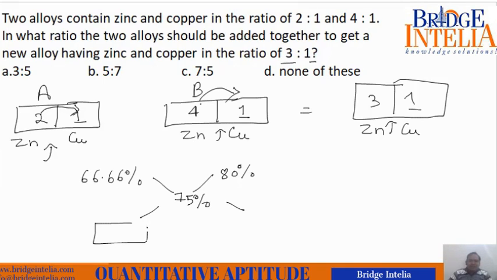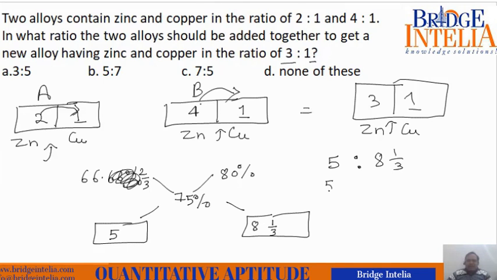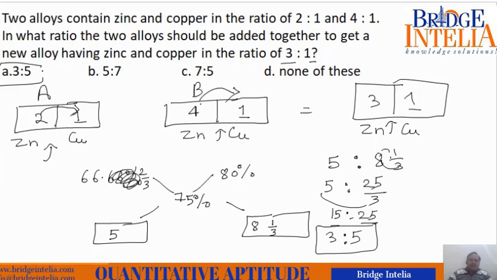So what is this? This is 5. 66.66 is 66 2 by 3. So this is 5. What will this be equal to? This is equal to 8 1 by 3, that is 25 by 3. So the ratio is 5 : 8 1 by 3, which is 5 : 25 by 3, or 15 : 25, which can be written as 3:5. So this is the correct answer.